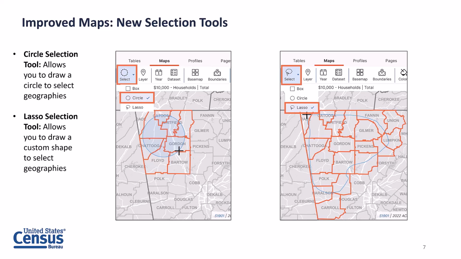So this is very exciting. It allows you to draw a custom shape, so it gives you more precision to draw on the map and select the exact geographies that you want. We are going to be showing these map updates in the live demonstration, so you'll be able to see them in action and in more detail.